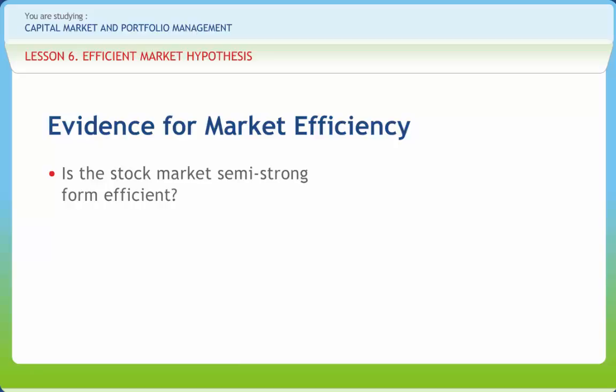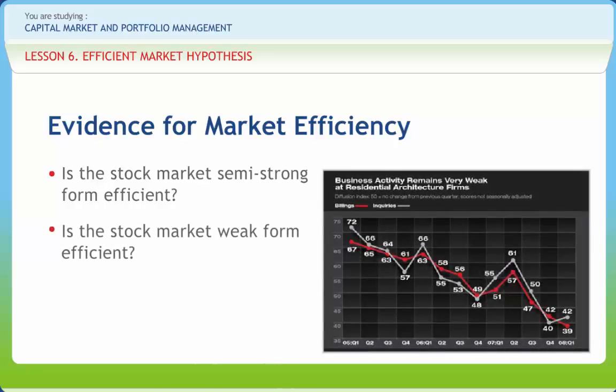And the second is: is the stock market weak form efficient? Weak form efficiency should be the simplest type of efficiency to prove, and for a time it was widely accepted that the US stock market was at least weak form efficient.